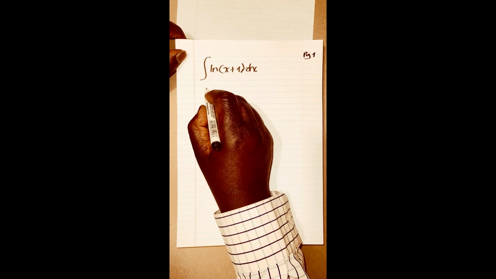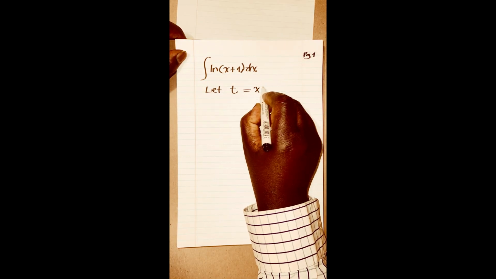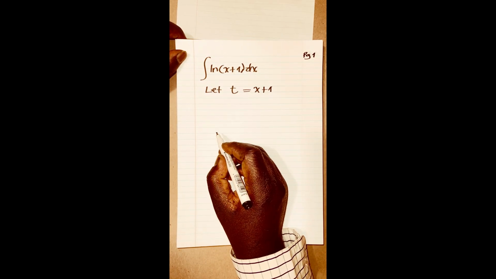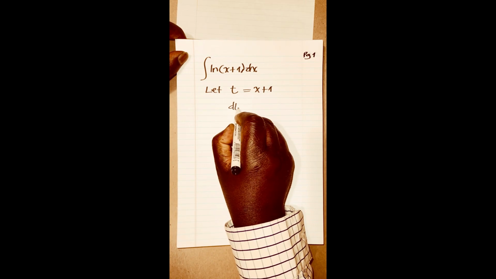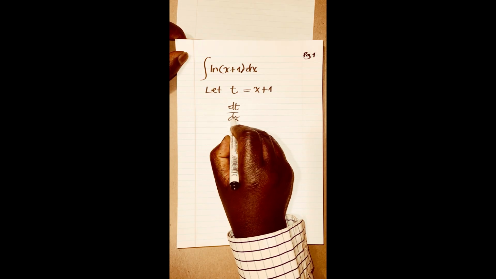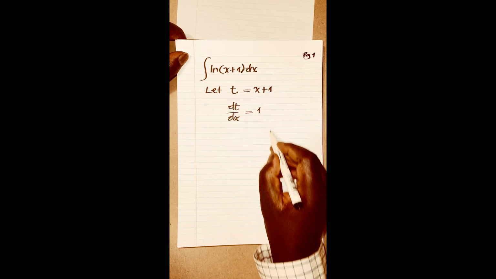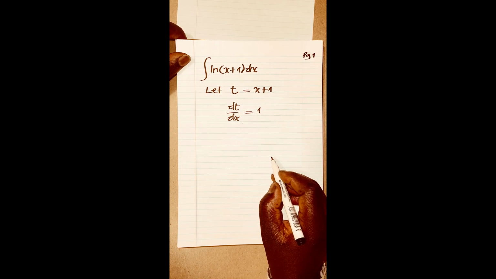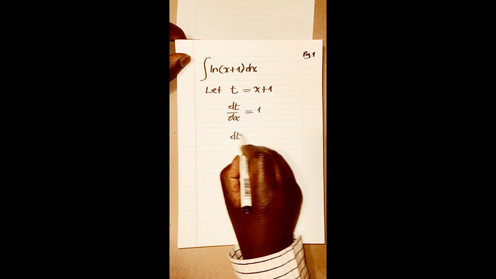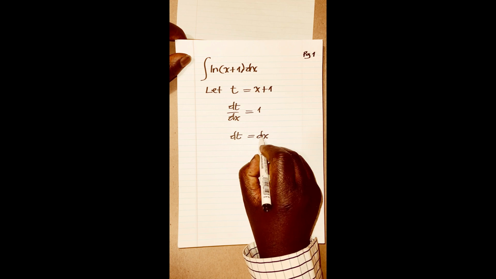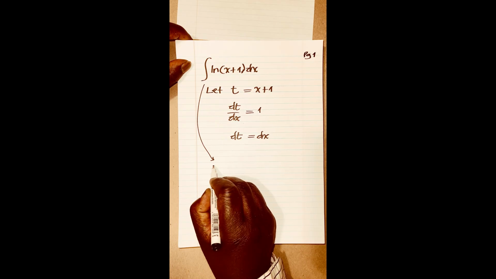Now the approach is we're going to let t be equal to x plus 1, and we differentiate t with respect to x. So dt/dx, you agree with me that on the right hand side we just have 1. Derivative of 1 is 0 because it's a constant. Multiply by dx both sides, we're going to get dt being equal to dx. Nice.